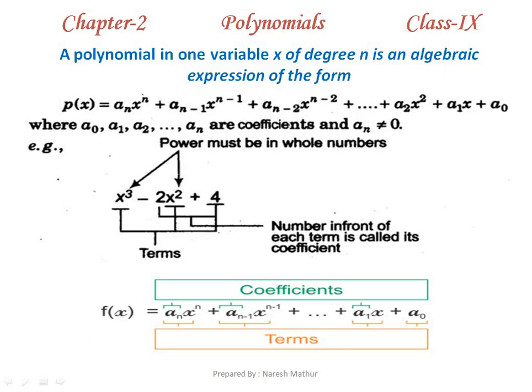Now the basic necessary condition for a polynomial is that the powers or the exponents must be whole numbers. These numbers must be whole numbers. They can't be negative, they can't be fractions. So the basic or necessary condition for a polynomial is that the powers must be whole numbers.